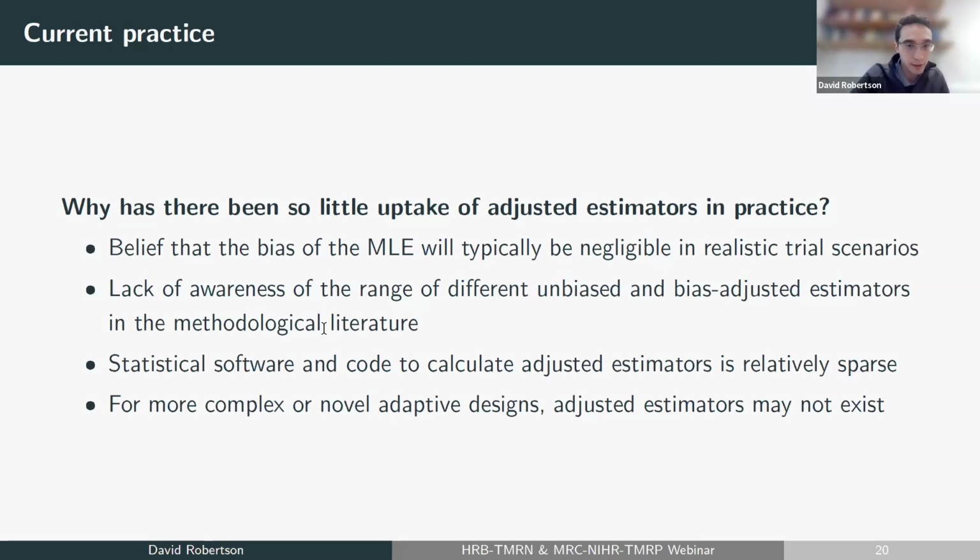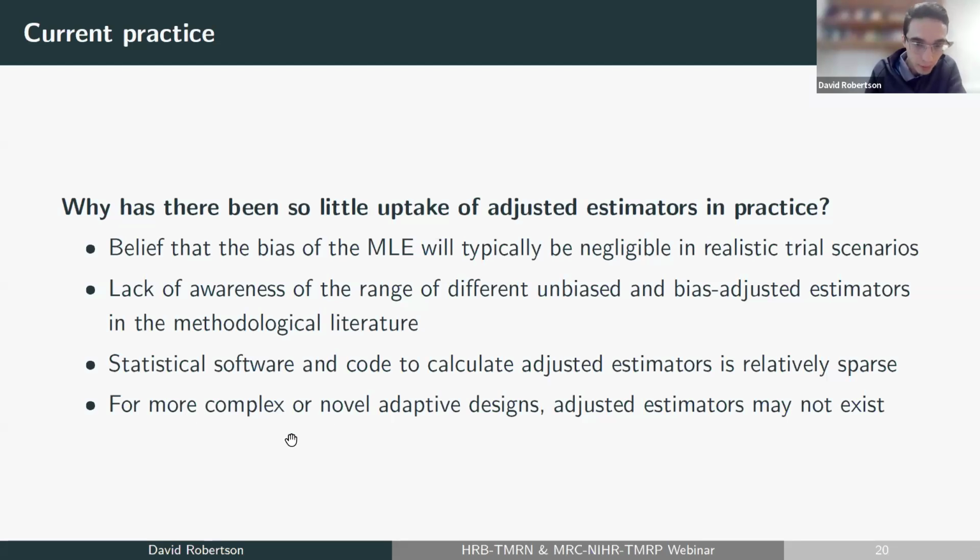Another reason is perhaps the lack of awareness of the range of different estimators in the methodological literature. That's partly why we wrote this review, to try and show and classify different methods for different types of adaptive designs. I think an important reason for lack of uptake is the lack of software and code to calculate adjusted estimators. So that's certainly a gap in this space.